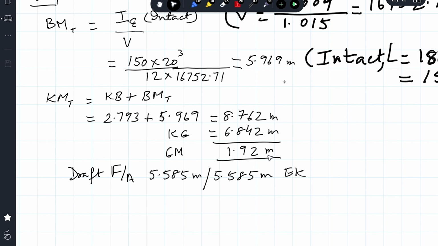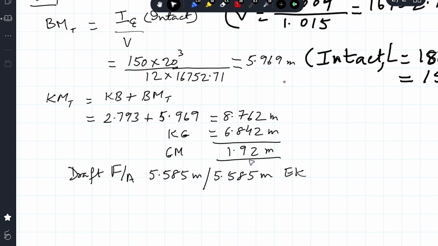So whatever was the free surface moment because of the slack tank does not exist any longer, because the free surface, the water, is not a part of the ship anymore. That seawater is discharged and the tank is now built. So the tank also is not a part of the ship. So there is no consideration of free surface anymore. The free surface effect due to that slack tank is no longer considered. So GM will be just 1.92 meter.